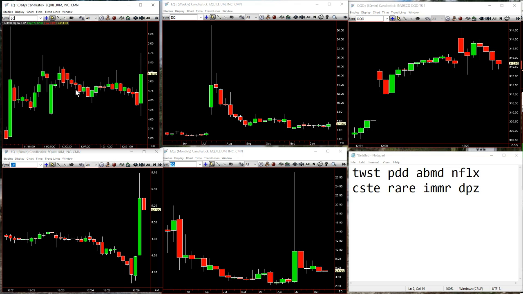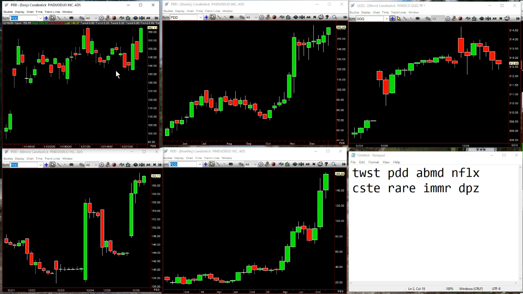PDD, inside day to the upside, upper middle, upper left. Inside day to the upside, green on all time frames, and looking to see if we can take this out in the weekly upper middle. 163.10, right? So looking to see if we can take out that higher high, right? And then all of this becomes an outside bar, right? So we'll see how that goes.